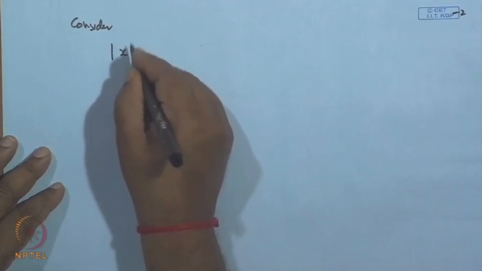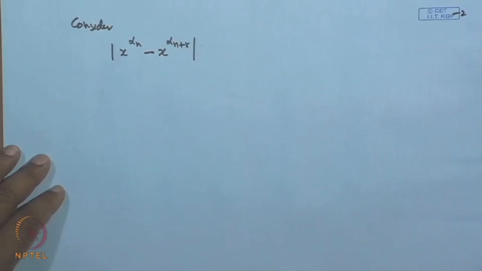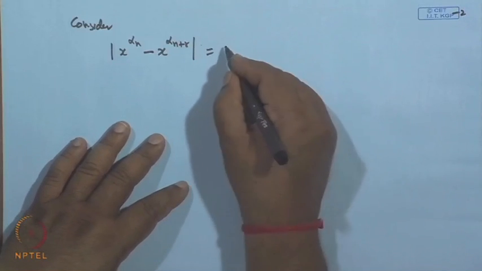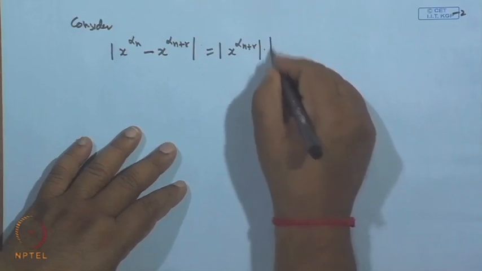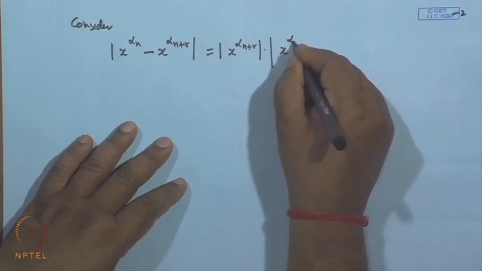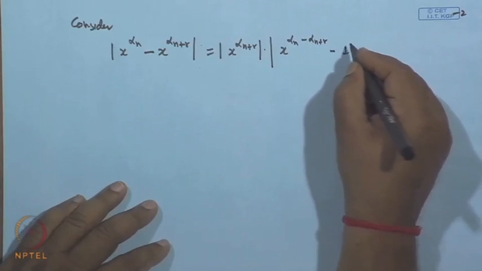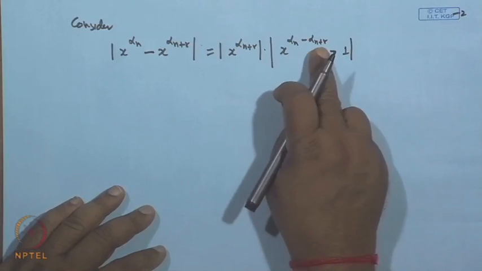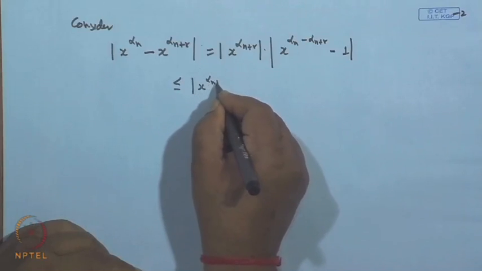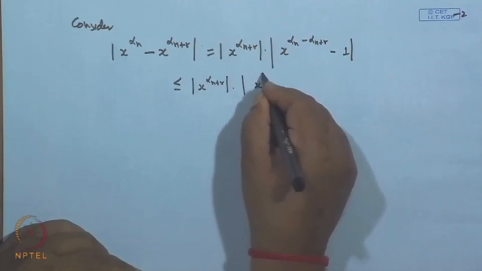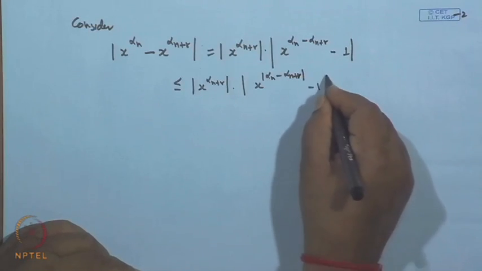the mod of x to the power alpha n minus x to the power alpha n plus r. Consider this. So, take x to the power alpha n plus r outside. So, inside we get x to the power alpha n minus alpha n plus r, minus 1, is it not? Now, this may be positive, may be negative. So, it is further less than or equal to the mod of x to the power alpha n plus r into the mod of x to the power alpha n minus alpha n plus r, minus 1.